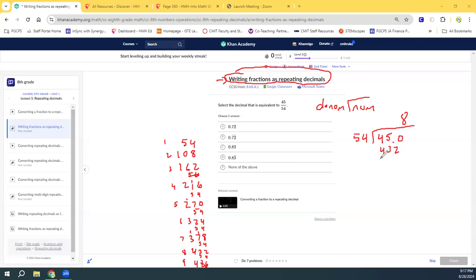And the nice thing is now I don't have to do any more hard brain work. Now I subtract 450 minus 432. So that's a 10, borrow from 5. 10 minus 2 is 8. 4 minus 3 is 1. So 18. Okay, so now 54 into 18, no dice.